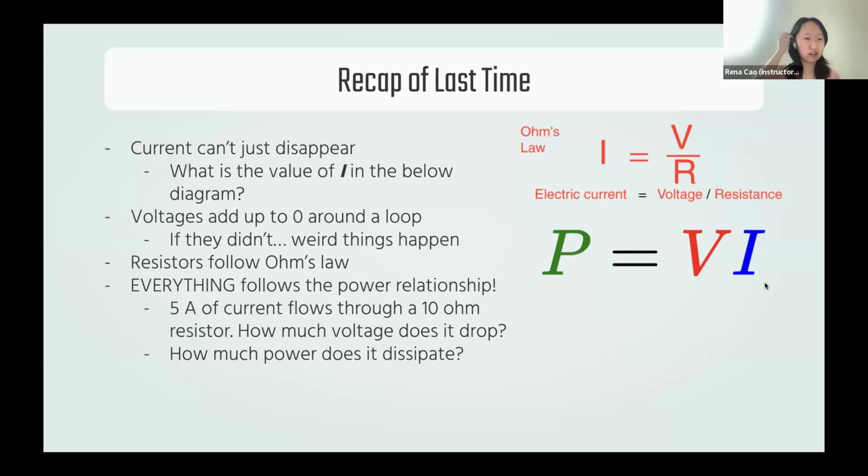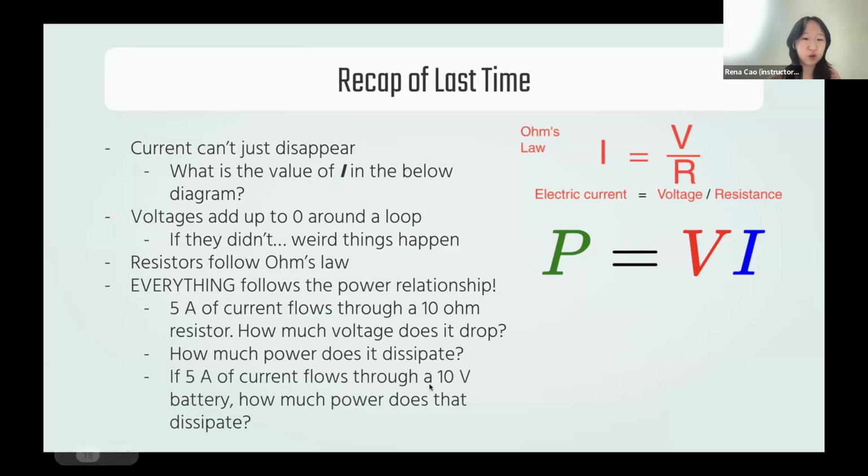And then how much power would this dissipate? Naman, if I'm saying that correctly? Yes, 250 watts. And why is that? Because it's 50 volts times 5 amperes, which causes 250 watts. That's right.